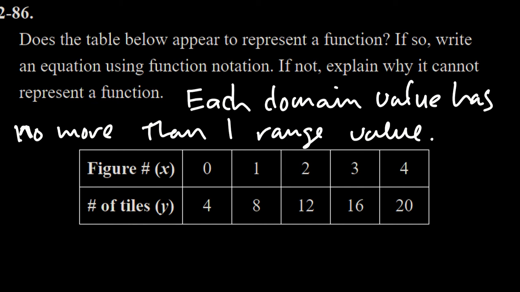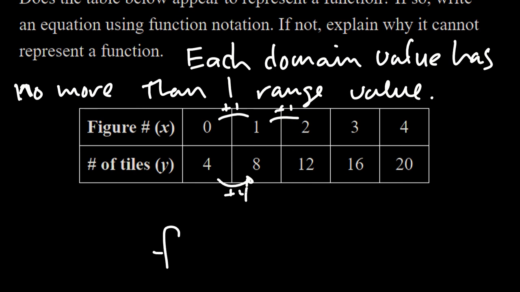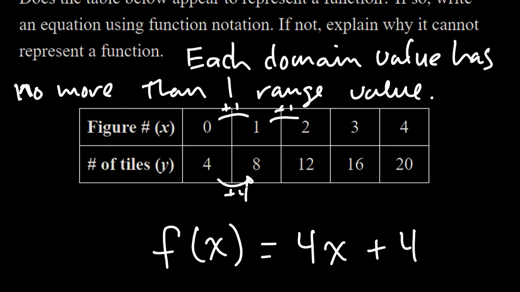And because it is a function, I can go ahead and write the equation for it. I can see that my x values are increasing by +1, right? This goes up by +1, and the y values are increasing by 4. 8 plus 4 is 12, 12 plus 4 is 16, 16 plus 4 is 20. So that means in function notation, if you give me the figure number that you want, x, and you multiply that figure number by 4, and you add 4 to it, you'll get the right value.